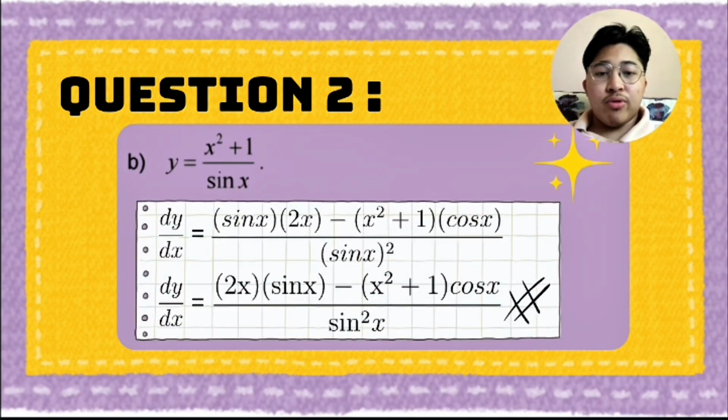Lastly, we substitute into the quotient rule. We get dy/dx equal to (2x sin x − (x² + 1) cos x) over sin²x. This is our final simplified answer for question 2b.